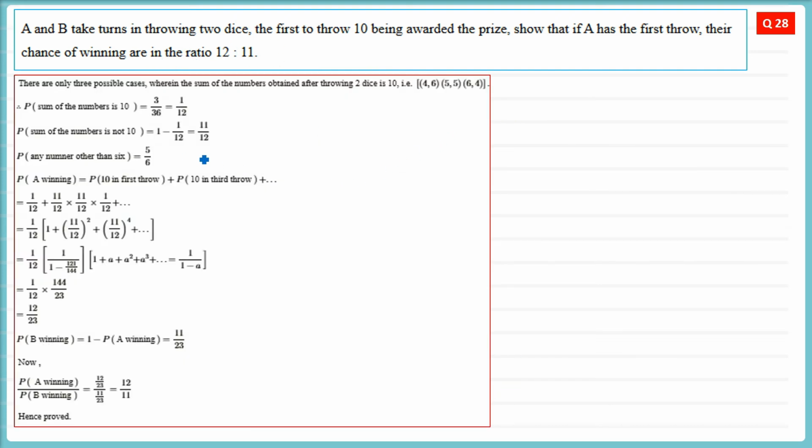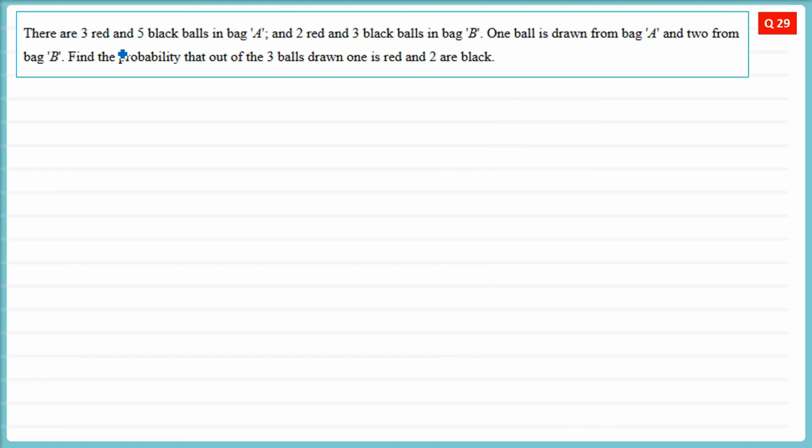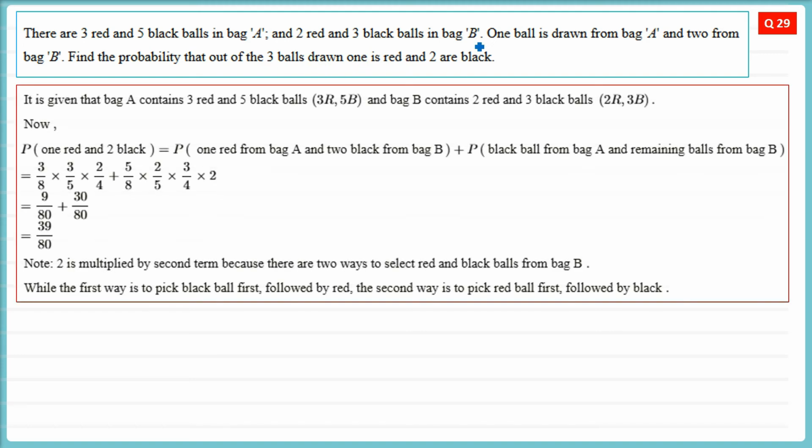So this is the formal way of doing it. If you want to write, this is the way you need to go ahead. There are 3 red and 5 black balls in bag A, 2 red and 3 black balls in bag B. 1 ball is drawn from bag A, 2 from bag B. Find the probability that out of 3 balls being drawn, 1 is red and 2 are black. So these questions we have done already in the previous few questions, and 1 or 2 questions are coming after this also. So I hope that this reference will help you.